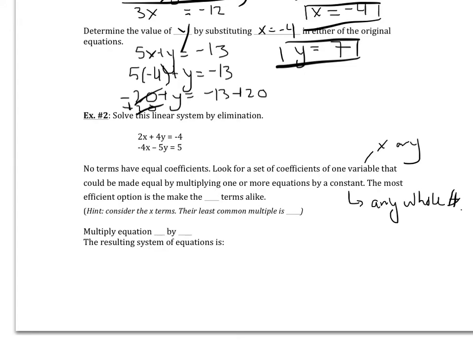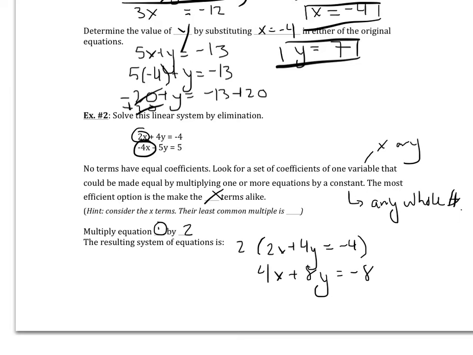The most efficient option is to make the x terms alike. If we take a look at our x terms, it's really easy for us to make those terms similar. We're going to multiply equation 1 by 2. It's that simple. The resulting system of equations is 2 times 2x plus 4y equals negative 4. I then get 4x plus 8y equals negative 8.